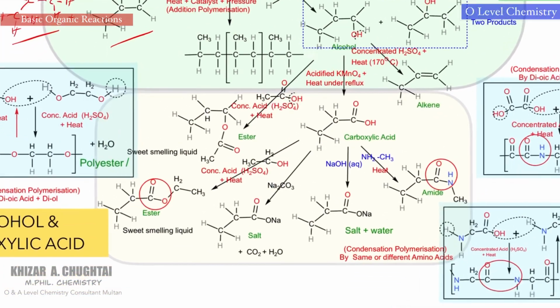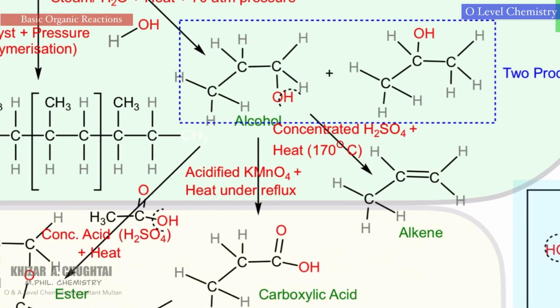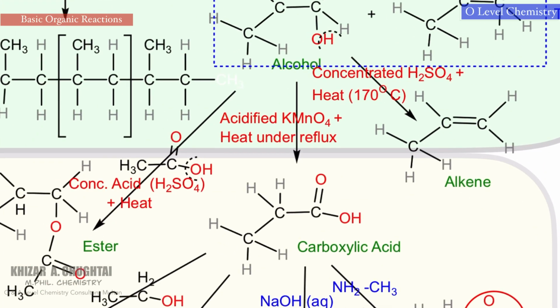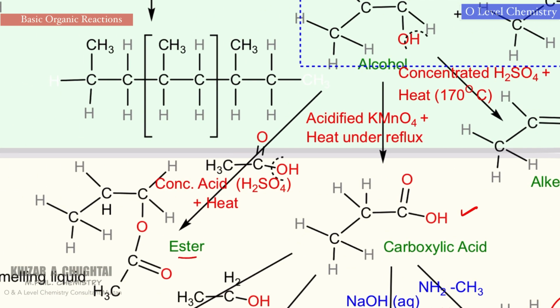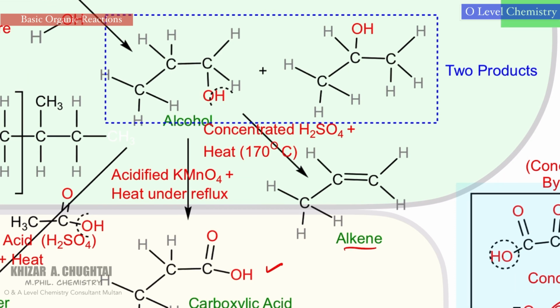Now come to the next one, reactions because of the alcohols and carboxylic acid. Alcohol can be further changed into a carboxylic acid. Alcohols can change into ester compounds. Alcohol once again can reversibly change back into the alkenes. Alcohol can change into alkene. The conditions in this case are basically concentrated sulfuric acid and heating at least at 170 degrees Celsius.